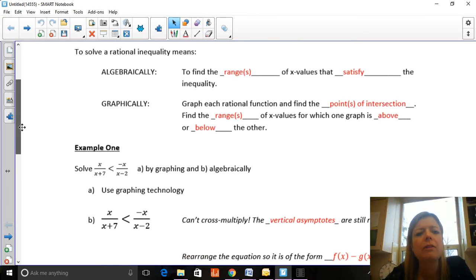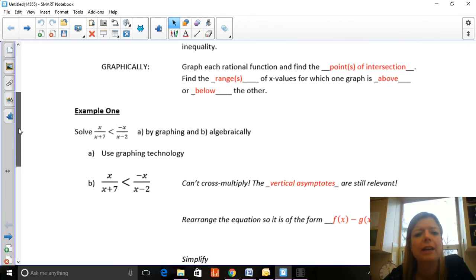To solve a rational inequality algebraically means finding the ranges of the x values that satisfy the inequality. So take a look at example 1. You're finding what values of x make this left side smaller than the right side. There isn't just going to be one answer, there's going to be a range of answers.